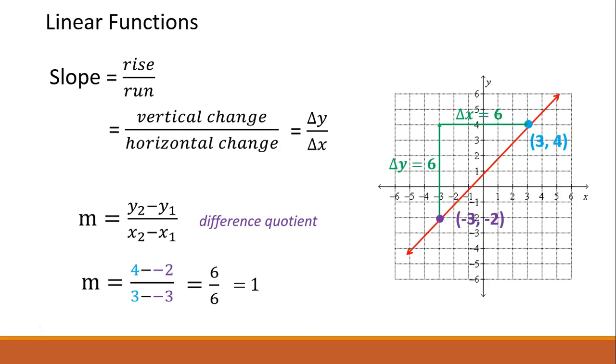Another concept we've talked about already is the idea of what slope is. For linear functions, slope is a ratio of the vertical change between 2 points on the line and the horizontal change between those 2 points. So we said to find the slope, we could find the difference in the y-coordinates of the 2 points and divide that by the difference of the x-coordinates of the 2 points, which is something we called a difference quotient.